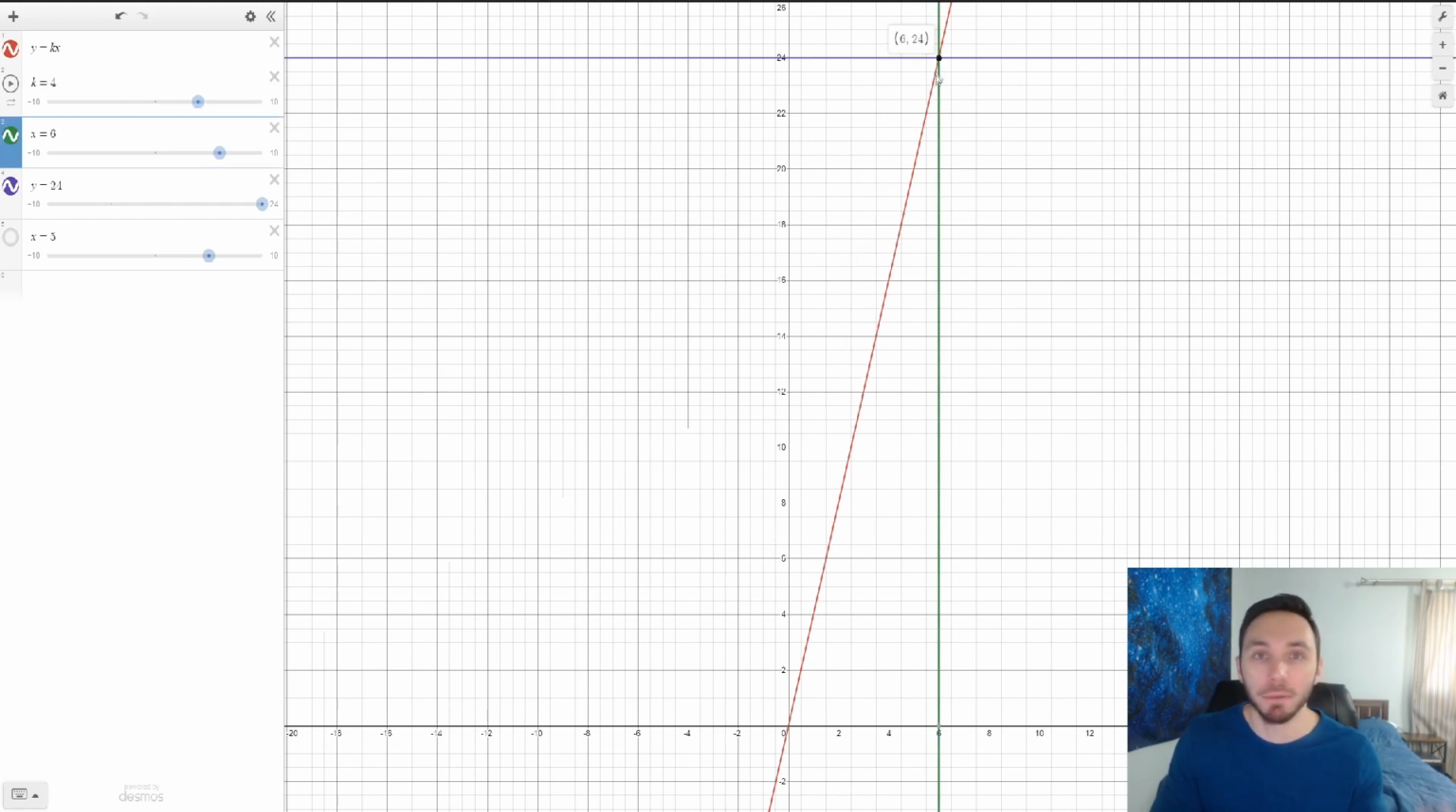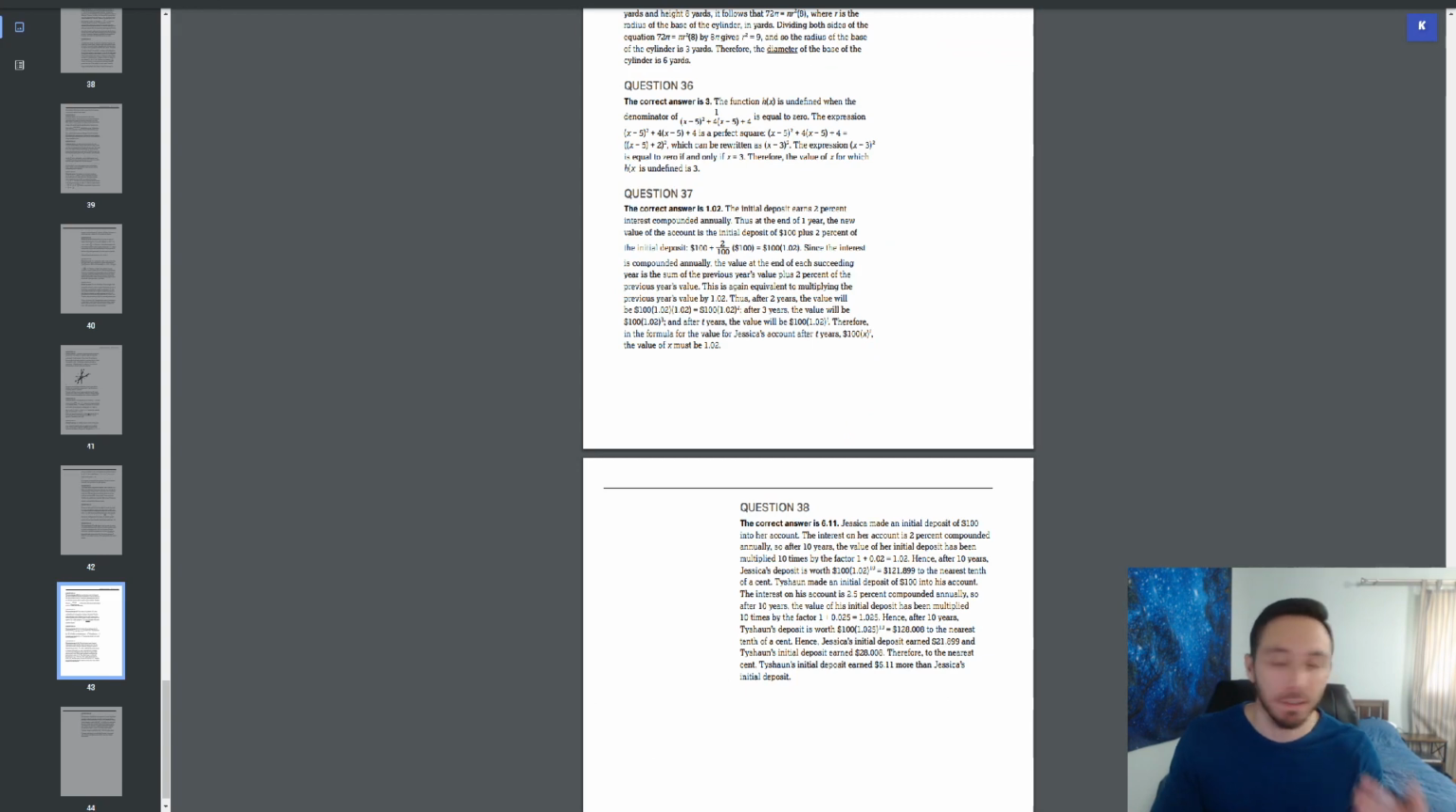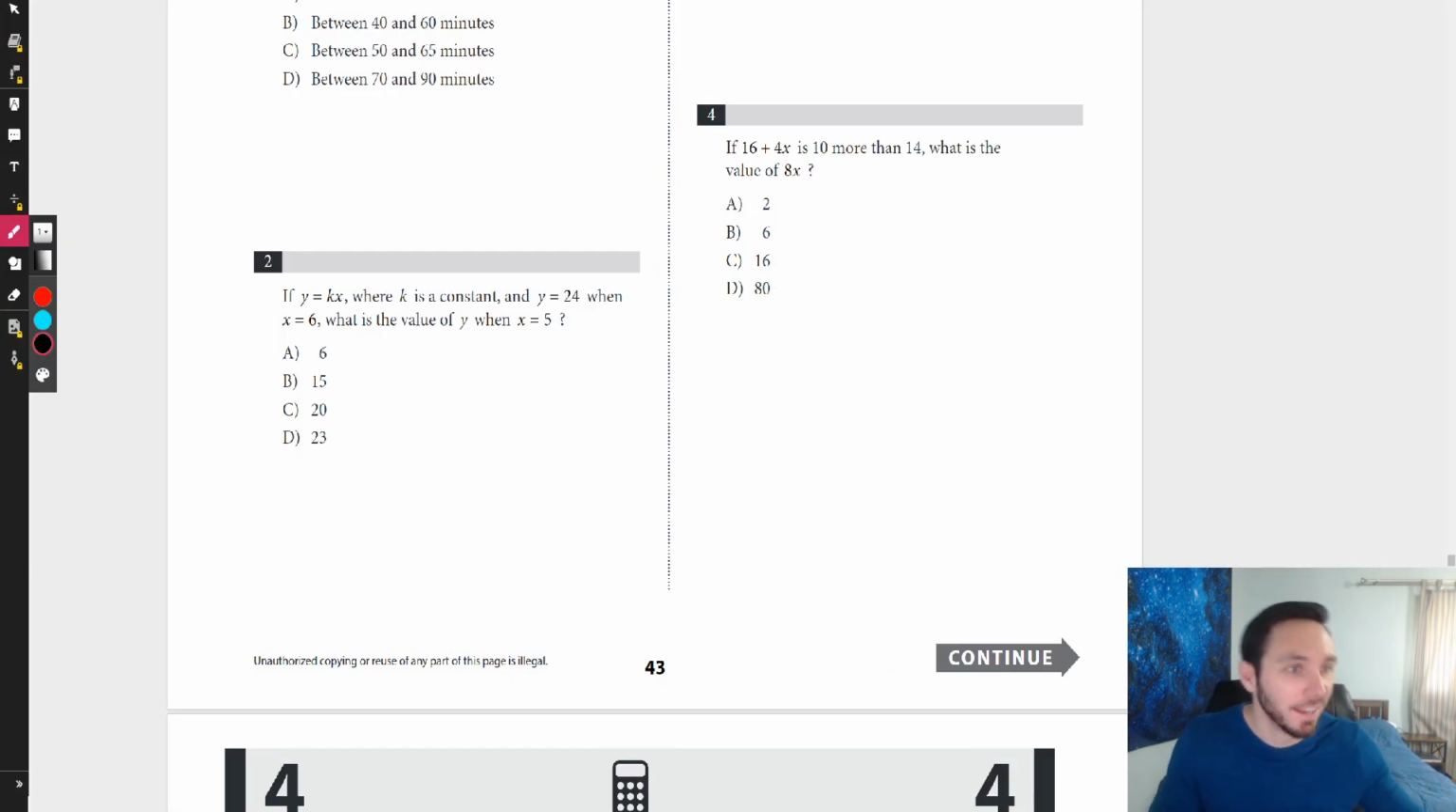And this should make perfect sense, right? So if I show you, you can see I was looking at the answers. A little cheating. I'll exit out of that one. You can see algebraically, I can plug in a y value of 24. I can keep my k, and I can plug in an x value of 6.